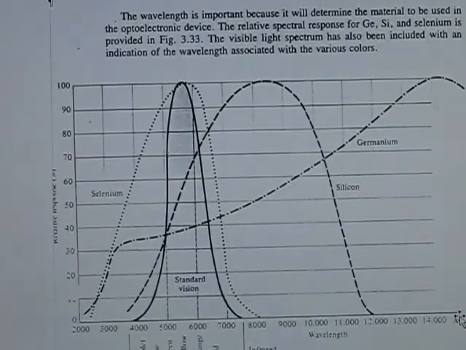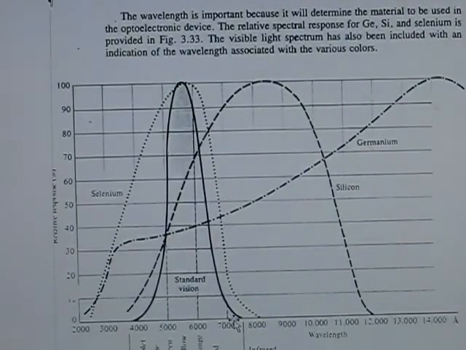Now, one of the things to be careful of when you look at this is that the units are in angstroms, angstrom units, and fiber optics talk about nanometers. So it's very easy to convert. All you do is move the decimal point one place to the left.